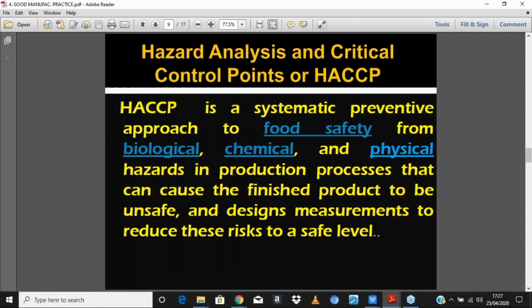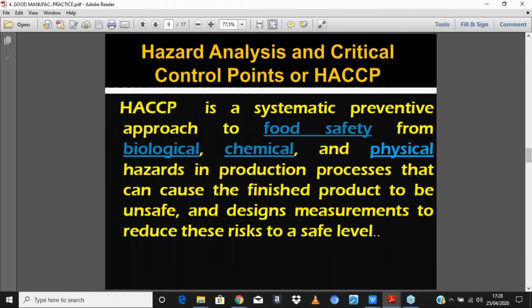Now, HACCP is a systematic preventive approach to food safety from biological, chemical, and physical hazards. We use HACCP in food safety to manage or prevent biological, chemical, and physical hazards.